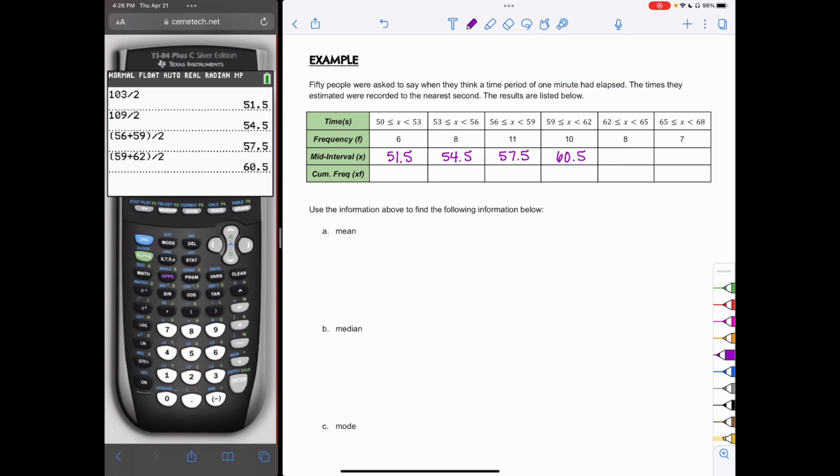And if you can tell the pattern, you should be able to know that this will be 63.5 and this will be 66.5. Okay, and you can double check in the calculator if you want to.